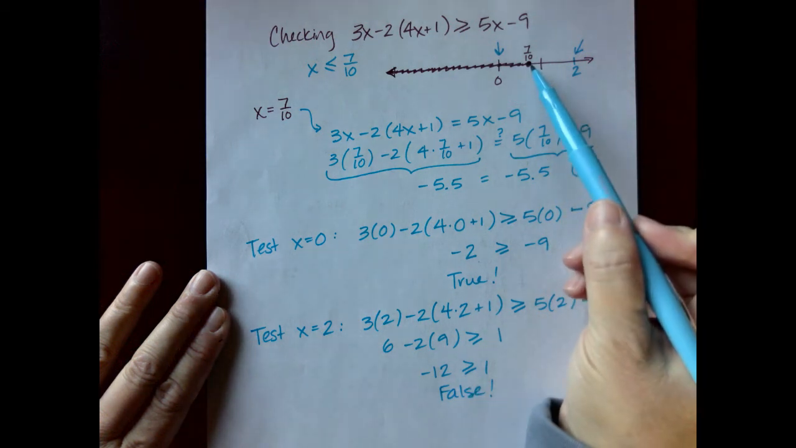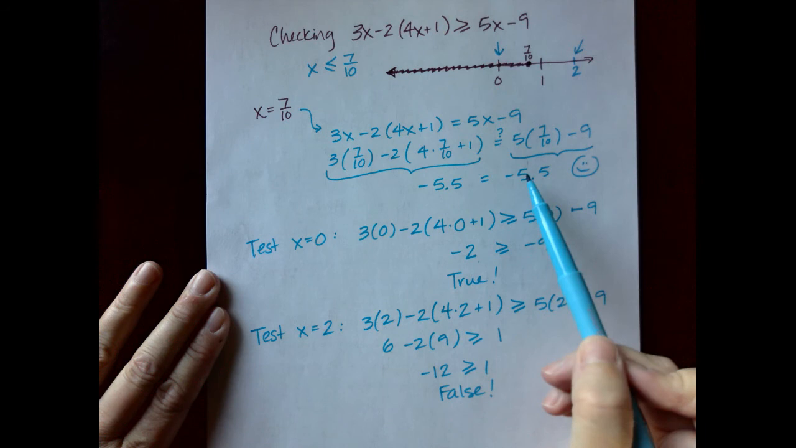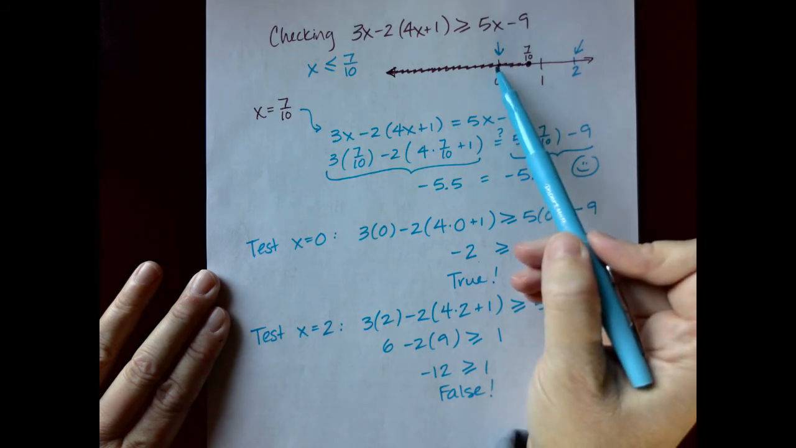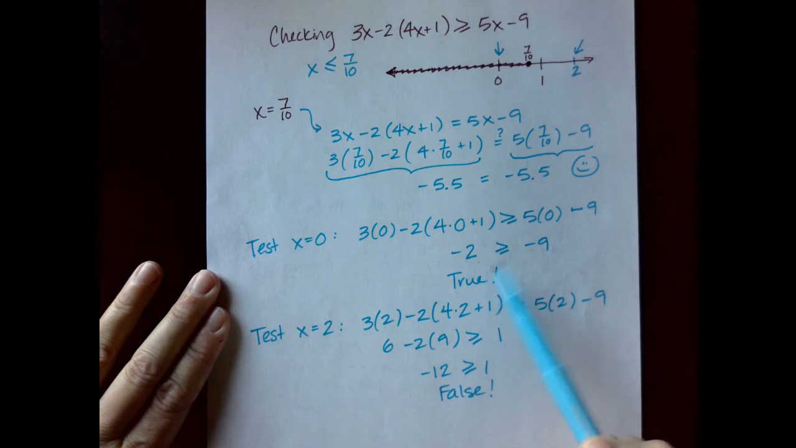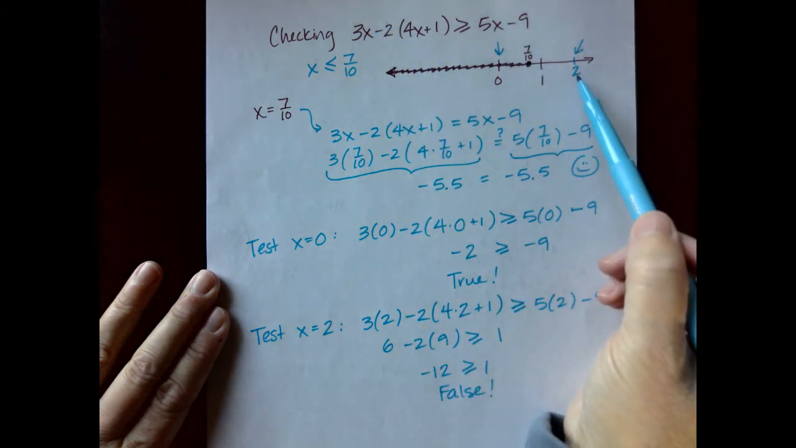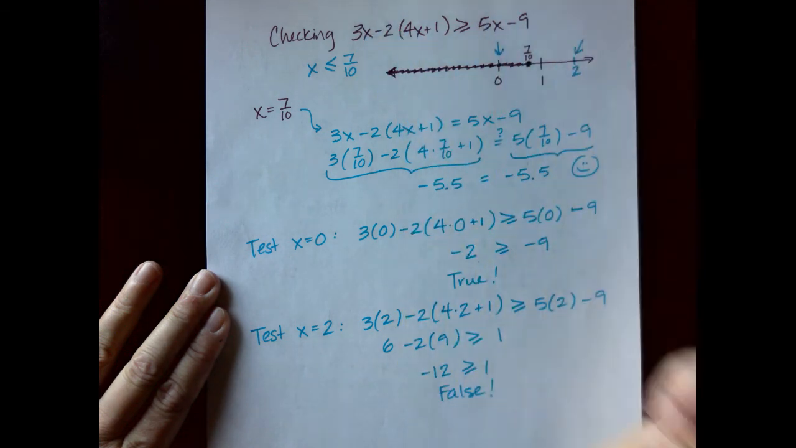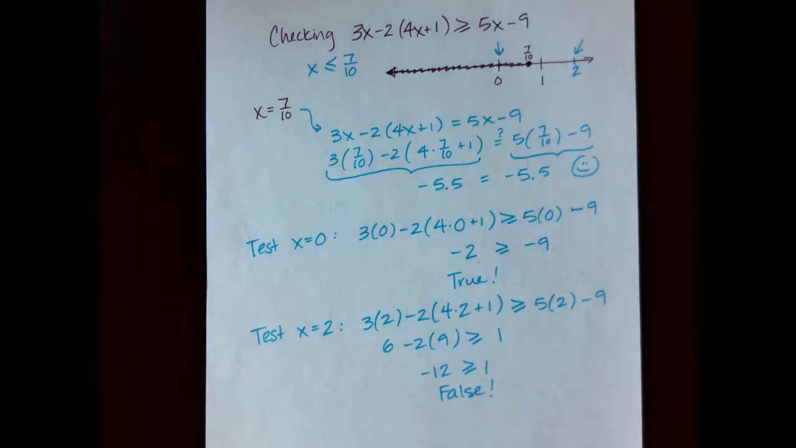We can test the boundary point to see if it gives equality exactly. We can test points in the solution region to see if they make true statements from our original inequality. And we can test points that are not in the solution region to see if they make false statements in the original inequality. So I hope that helps you check your inequality work.